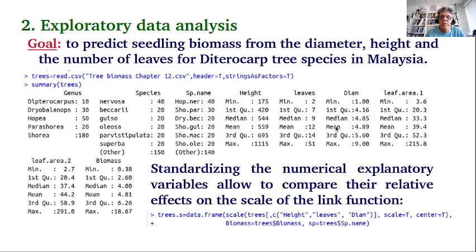So we standardize the values of the numerical explanatory variables to compare the effects on the scale of the link function, which is log in this case, and we generate a data frame that contains these scaled and standardized values of the numerical explanatory variables, and the response variable biomass as well.